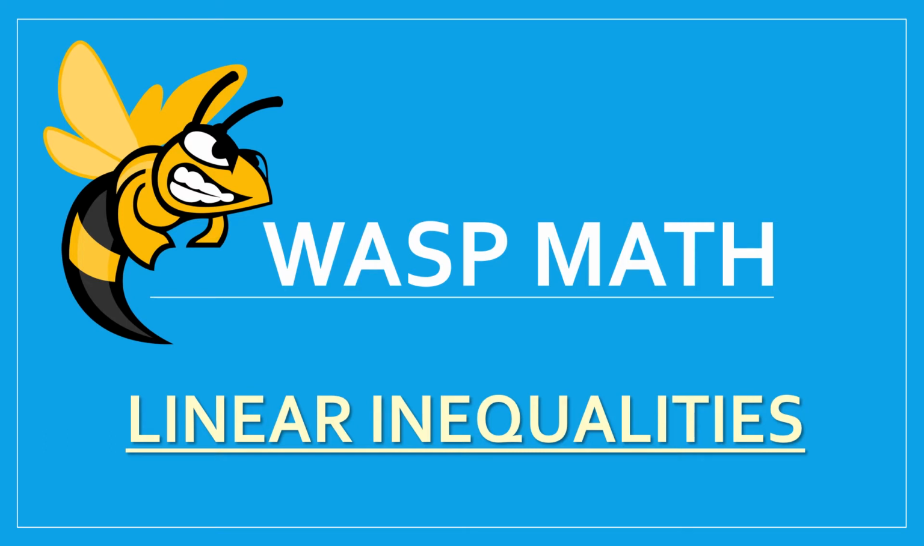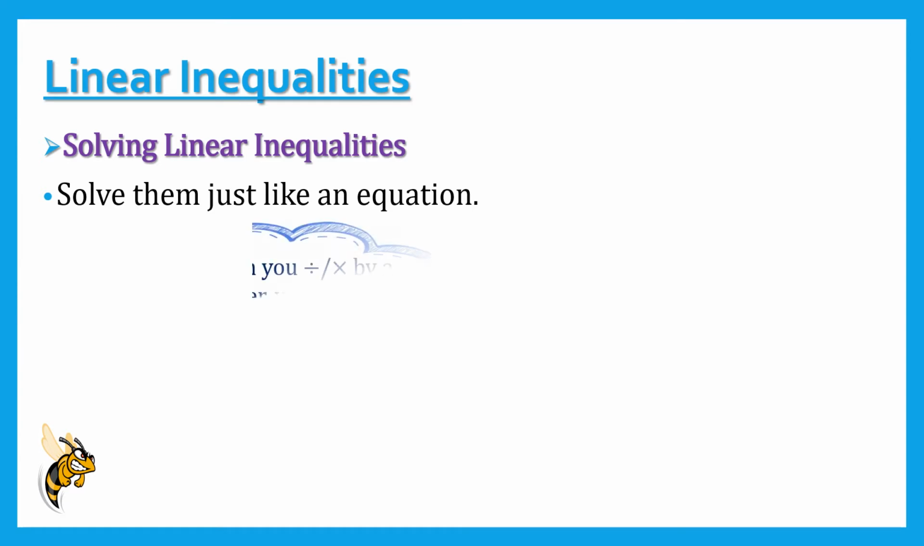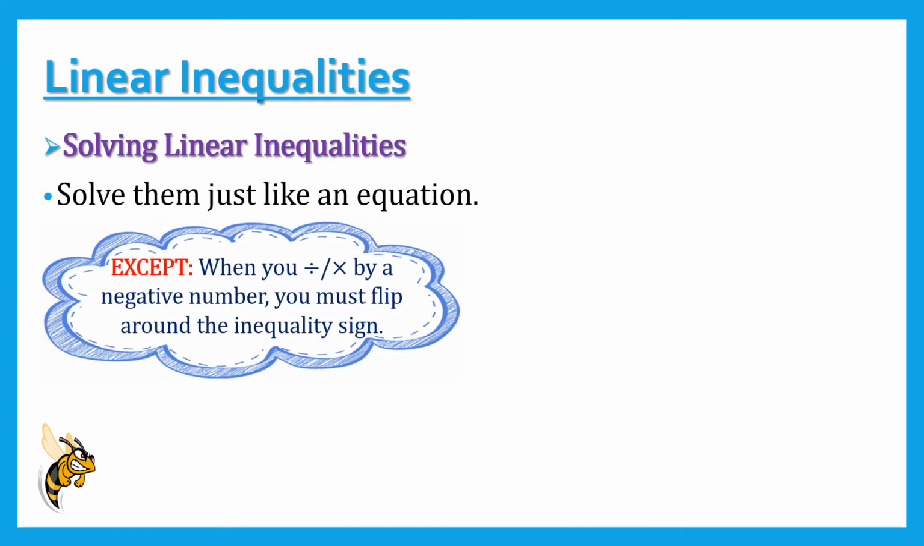This video will focus on linear inequalities. Solving linear inequalities: you solve them just like an equation by using undo or opposite operation, except when you divide or multiply by a negative number, you must flip around the inequality sign in the opposite direction.